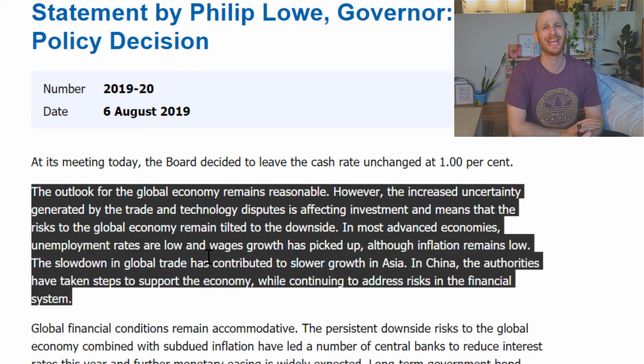Now, this is such a great economist expression for something to be tilted to the downside. Essentially what it means is the risks are that global growth will go lower, that the risks are pointed to things getting worse rather than getting better. Getting worse, they're tilted to the downside. Getting better, they would be tilted to the upside. You can see here in most advanced economies, so this is the global economic picture, unemployment rates are low, wages growth has picked up, inflation is low. Okay, so we're seeing a bit of a snapshot of how the RBA is seeing the global economy and that risk factor of that trade and technology war between the US and China.